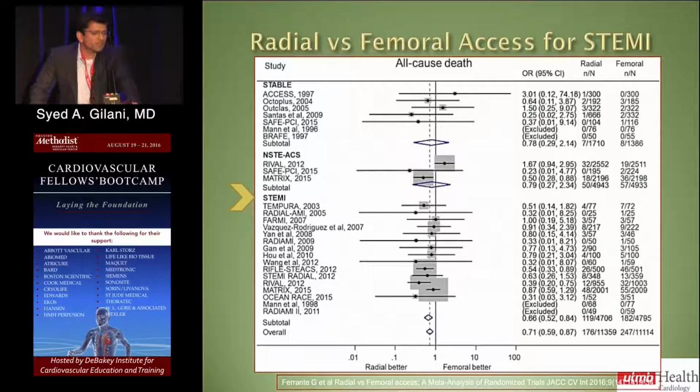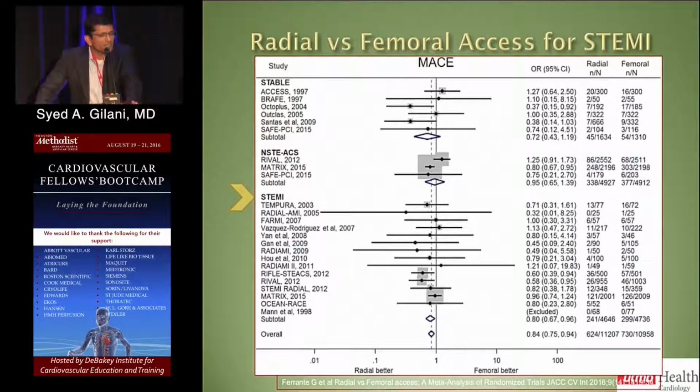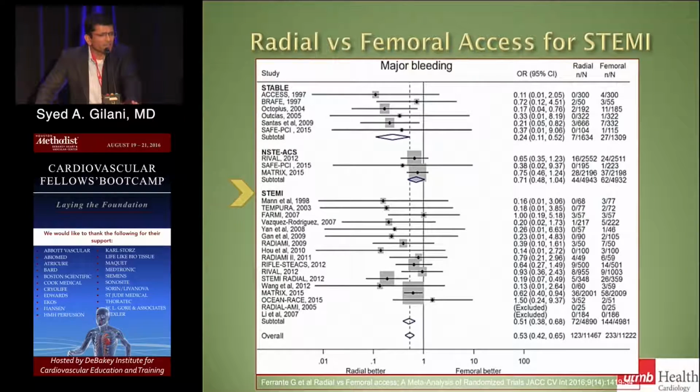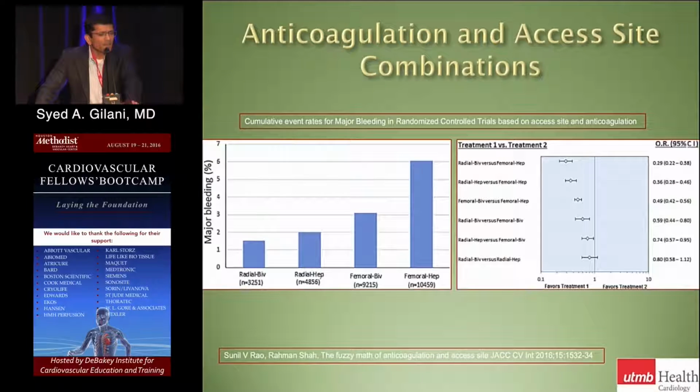But there's a lot of controversy in addition regarding the access, radial versus femoral. There's a significant amount of data, particularly in a STEMI population, that shows that radial access in a STEMI patient reduces mortality, all-cause death, MACE, and major bleeding. And if you combine radial access with bivalirudin, it has the lowest numerical value in terms of major bleeding.